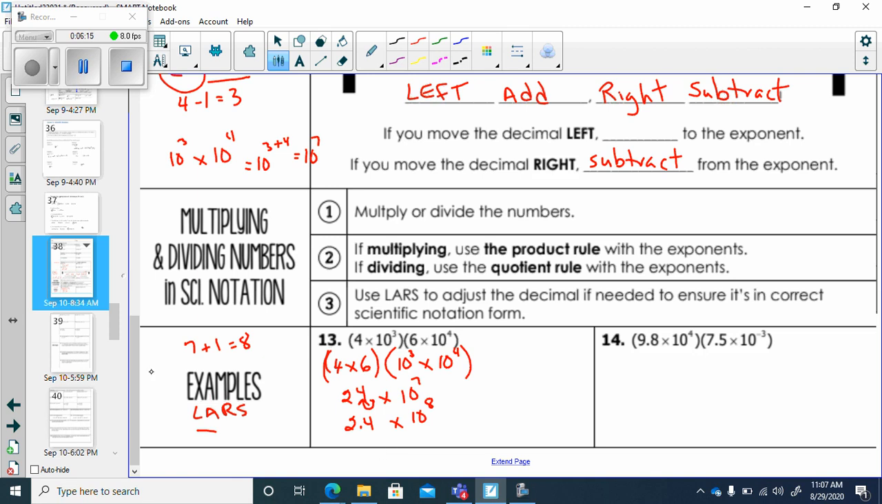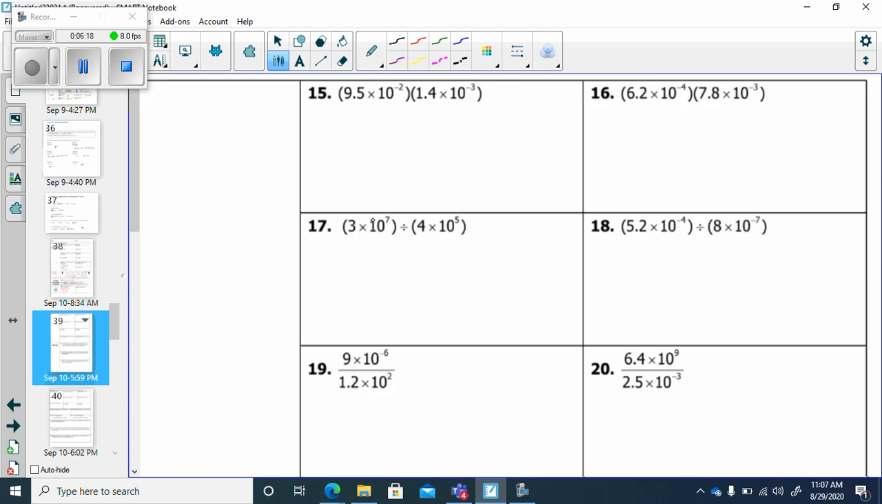Now, let's try one on the next page, number 15. This one has got decimals in it, and it's got exponents that are negative. So let's try this. Remember, we're going to collect our like terms. We're going to do 9.5 times 1.4. And then we're going to collect our bases. 10 to the negative 2 times 10 to the negative 3, right? Okay.